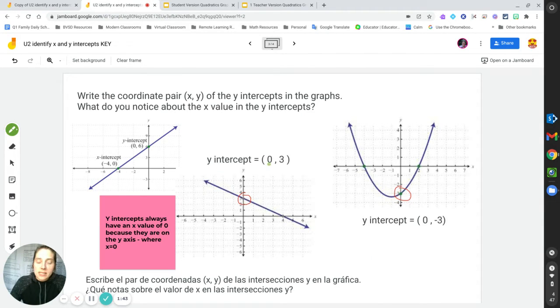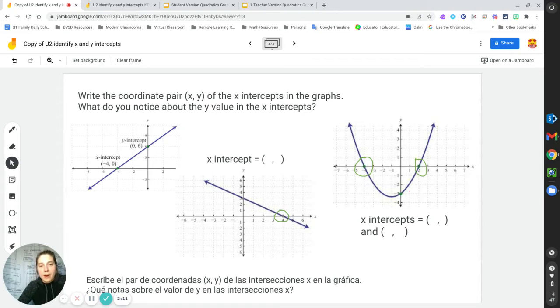You can see that the y-intercept coordinate pair is (0, 3) for this one right here, up 3. And for this curve, it is here at (0, -3), written right here. And what we notice in both of these ordered pairs is that the x value is 0. So y-intercepts always have an x value of 0 because they're on the y-axis, where x equals 0.